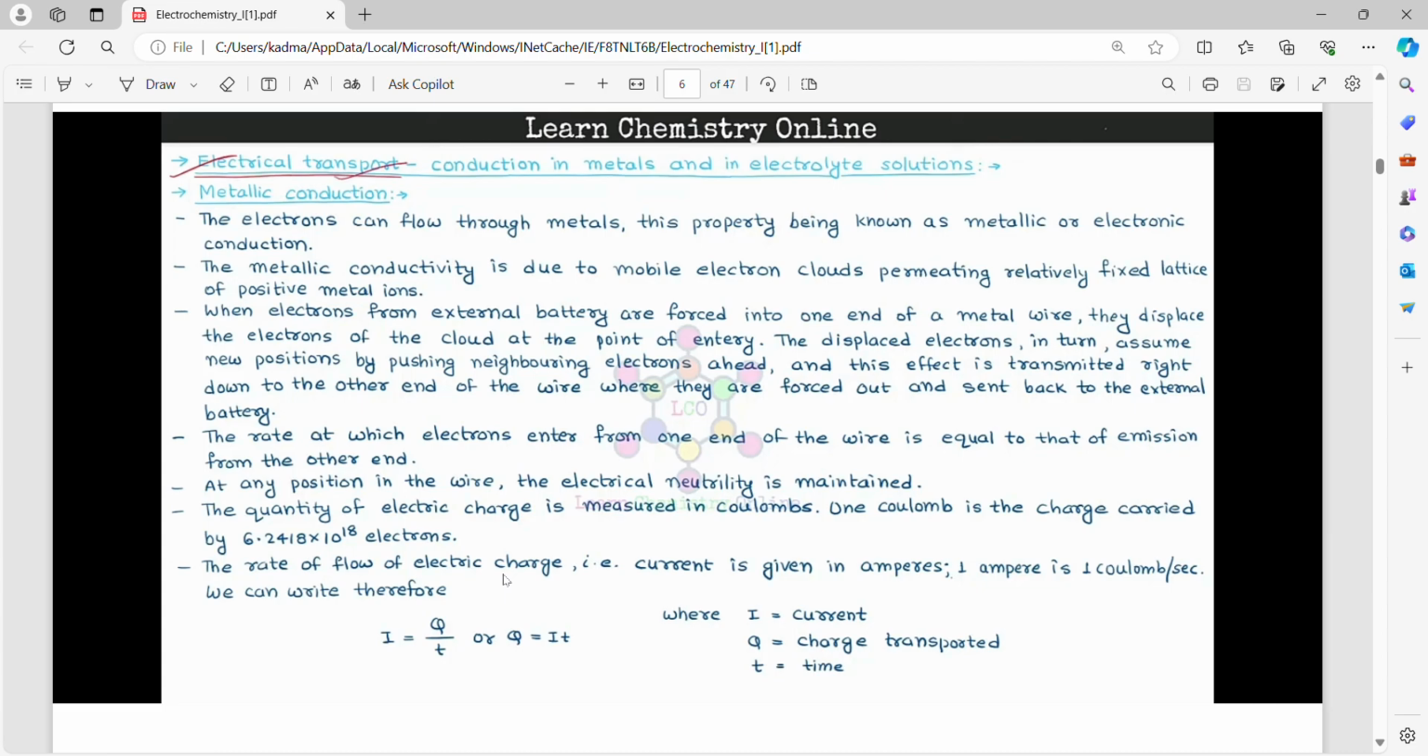The quantity of electric charge is measured in coulomb. 1 coulomb is the charge carried by 6.2418 into 10 raised to power 18 electrons. The rate of flow of electric charge, i.e. current, is given in ampere. 1 ampere is 1 coulomb per second.